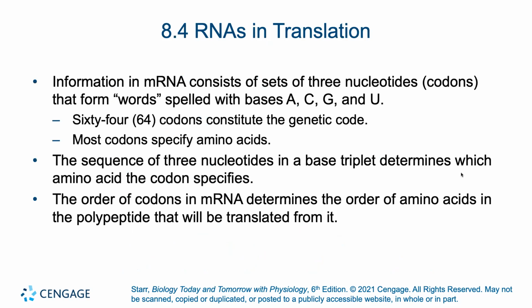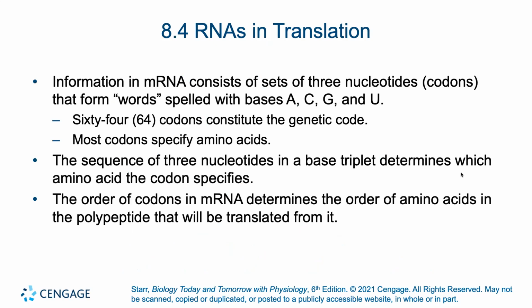The information in messenger RNA consists of 3 nucleotides that form words spelled with the bases A, C, G, and U. 64 codons constitute the genetic code. Most codons specify amino acids, but there are a few of them that are called stop codons, which are an indication to the ribosome to quit translating and to disengage from the message and then release the protein, okay?